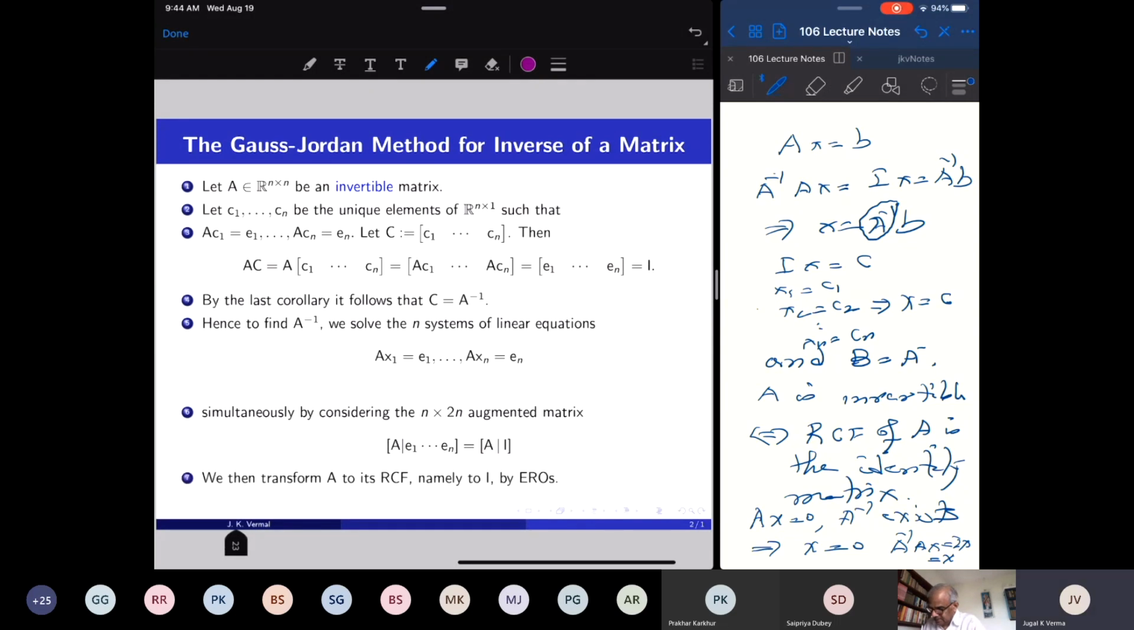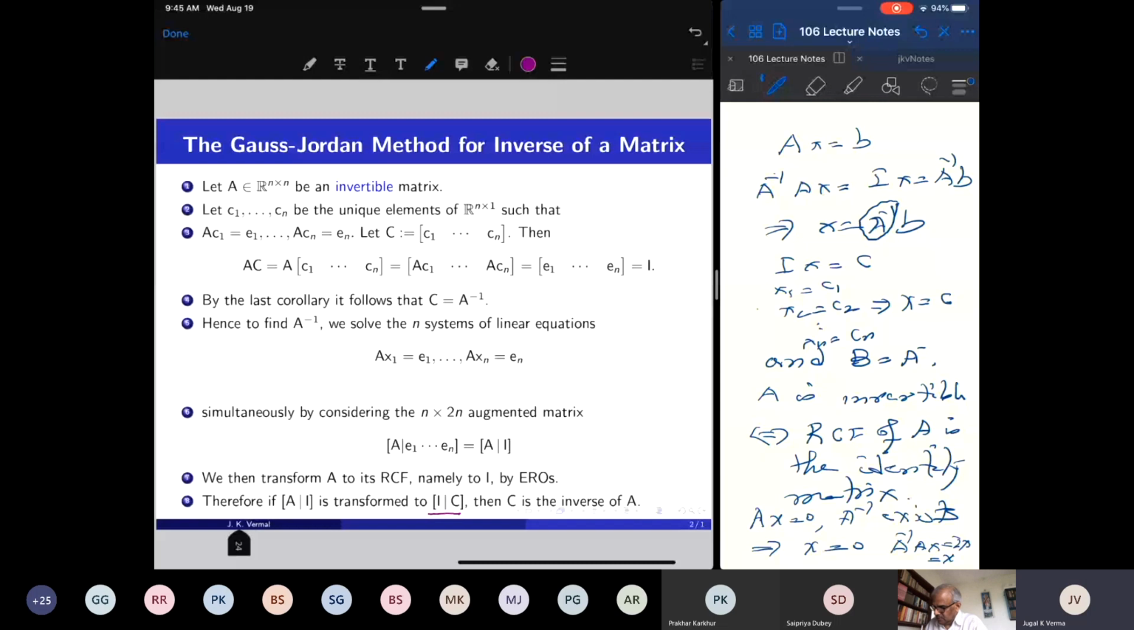Okay, and now we transform. So this n by 2n matrix is there. We apply elementary row operations to convert this n by 2n matrix into row canonical form. And since A is invertible, the row canonical form of A will be identity. So A is transformed into identity, and then this identity matrix is transformed into C. And this C is the inverse.